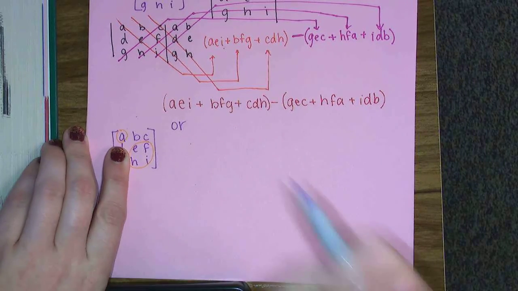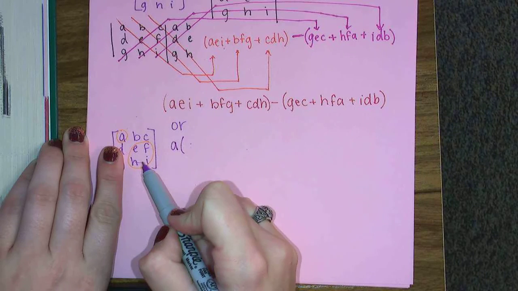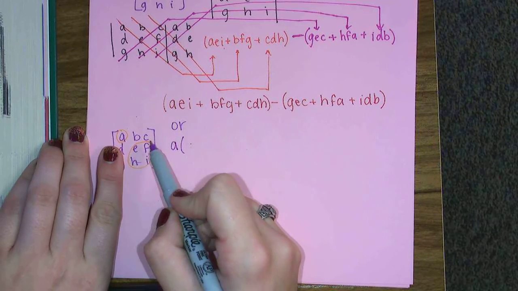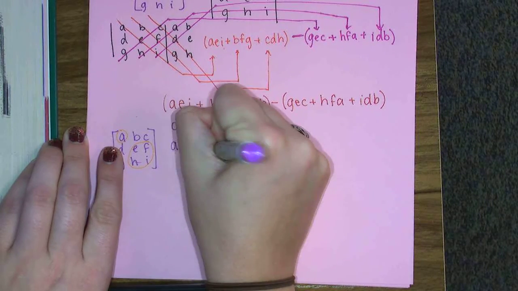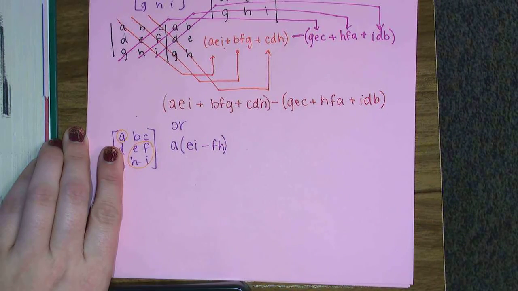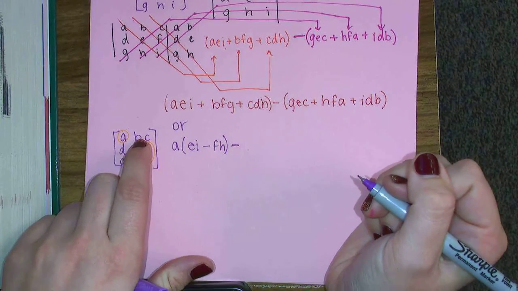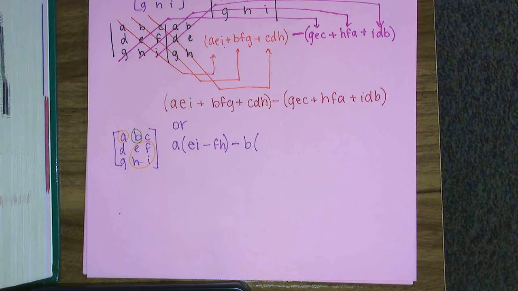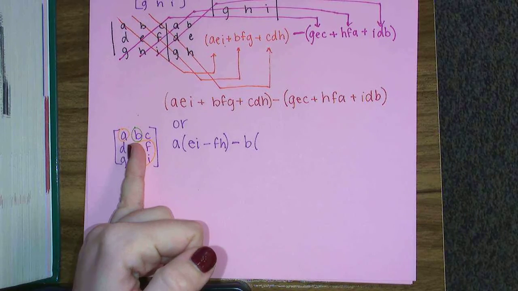So I have A times the determinant of this 2 by 2, which the determinant we said earlier was these cross minus these cross. So EI minus FH. Now this is where the pattern is a little different. Now we subtract B times, and when we do B, I cover up this middle column. When you cover up this middle column, we're taking the determinant of this.